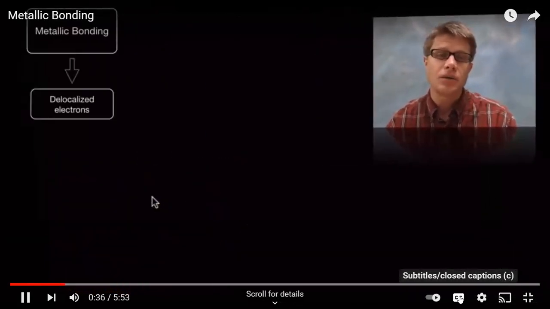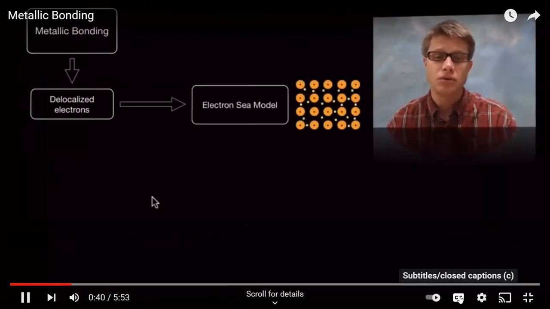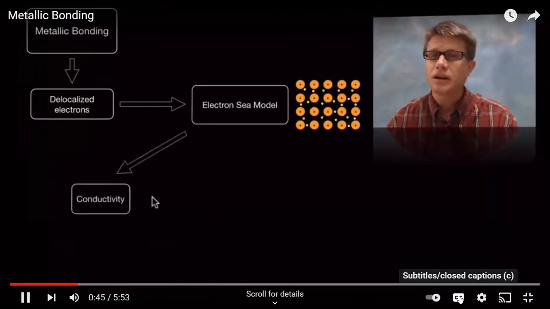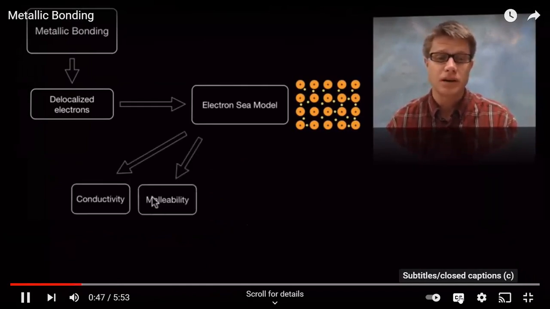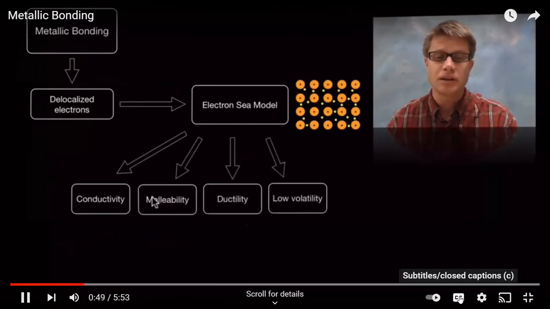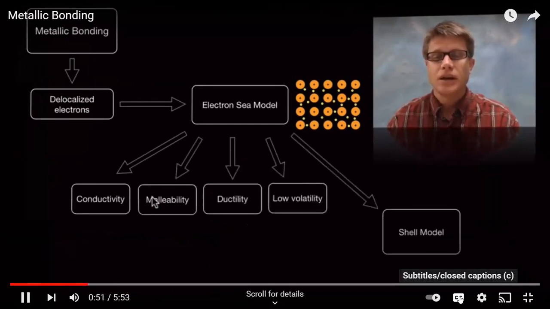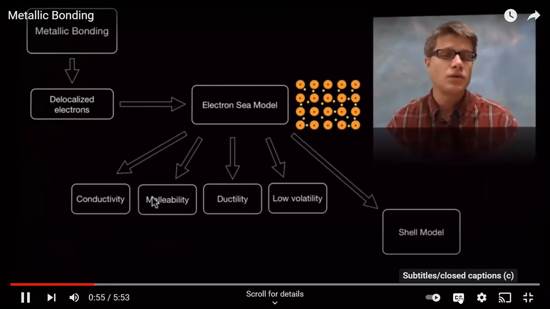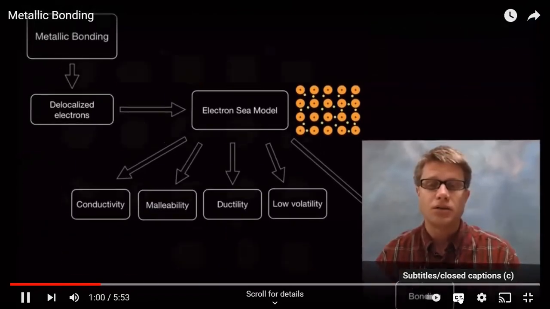And so in metallic bonding, what we have are delocalized electrons, or electrons that have a freedom to move. And the way we visualize that is through this electron sea model. It accounts for a lot of the properties of metals, like their conductivity, malleability, ductility, low volatility. And sometimes we have to go to the shell model, however, to explain new phenomena, and we'll get to that when we're looking at melting point. And all of that has to do with bonding.